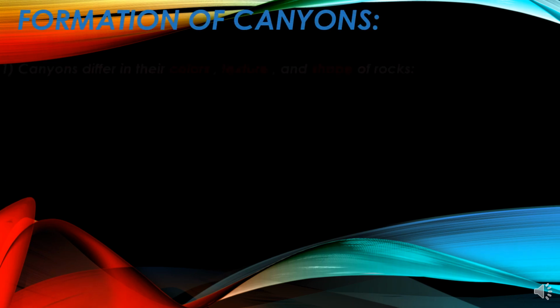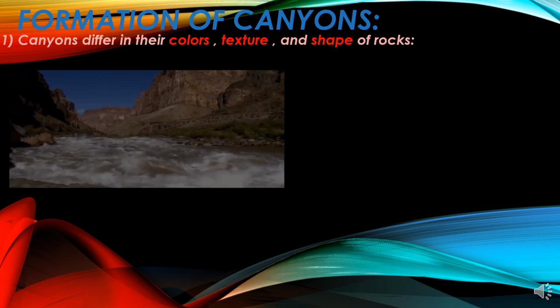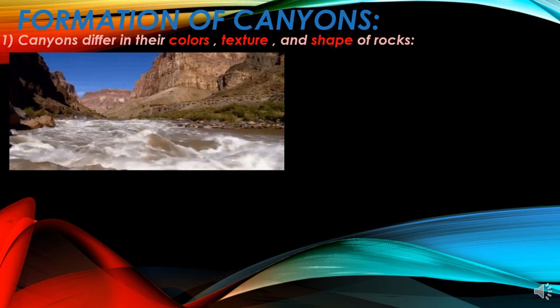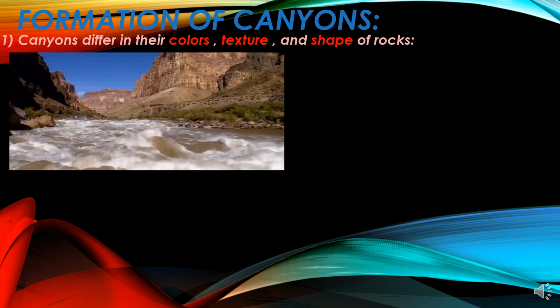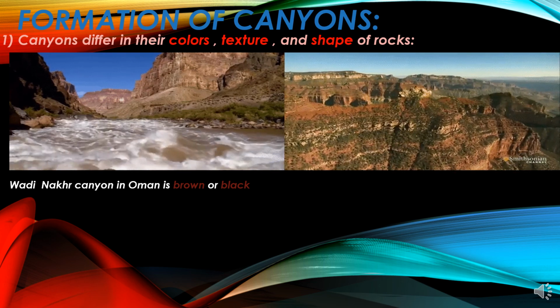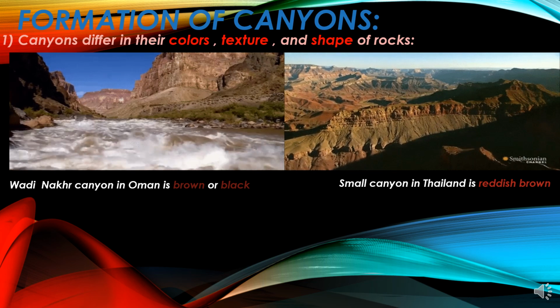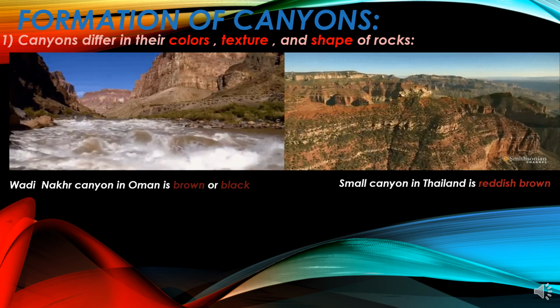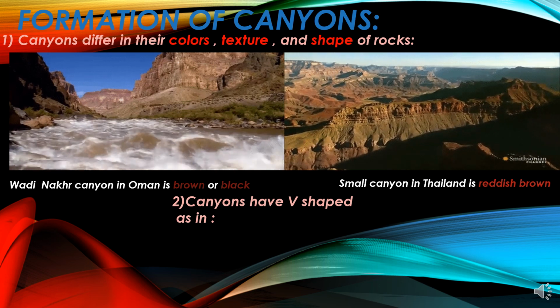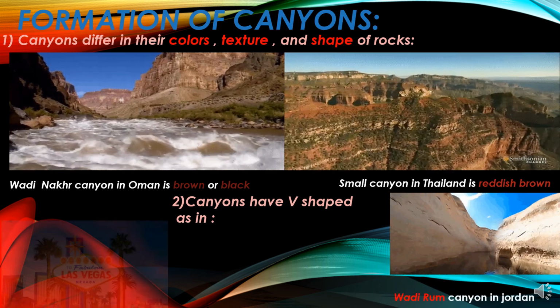We have a lot of canyons all over the world, grade 4, which usually differ in color, shape, and also the texture of the rocks themselves. The first one, for example, is found in Oman, and it's usually brown or black in color, while the second one is found in Thailand, and usually it's reddish or brown in color. Also, grade 4, we have canyons which take the shape of the letter V, as in Wadi Rum Canyon, which is found in Jordan, and the Colored Canyon, which is found in Sinai.